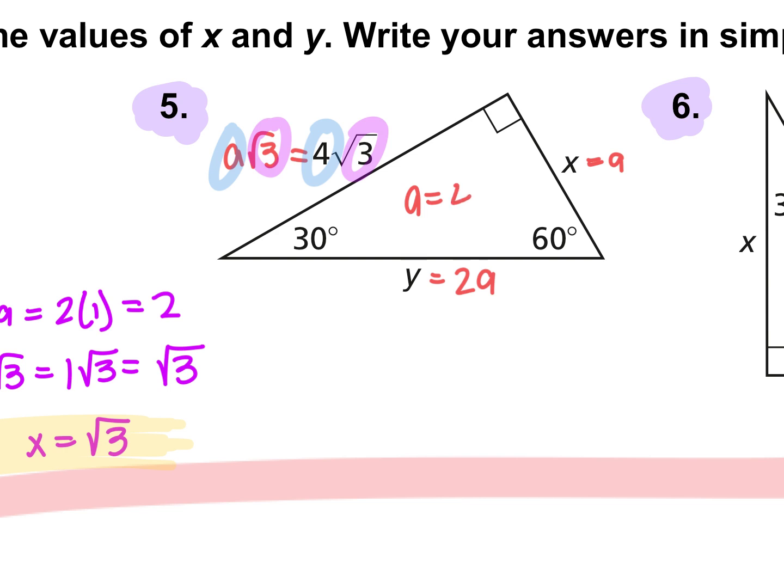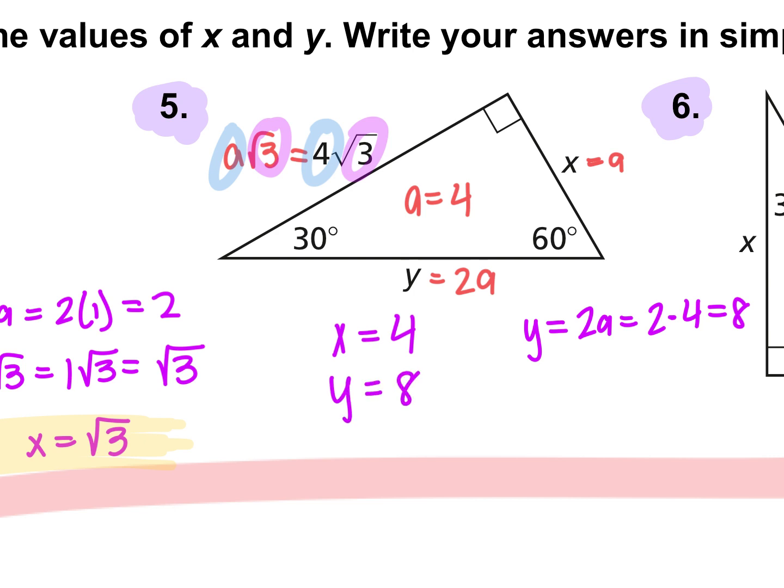So I'm going to go ahead and write it. A equals 4, and all you have to do is plug it in. So I should know right off the bat what X equals. X equals 4, because X is A and A is 4, so they're the same thing. And now looking at my Y, I have 2A, and we said A is 4, so 2 times 4 is going to give me 8. So Y equals 8. And I'm done with this question.